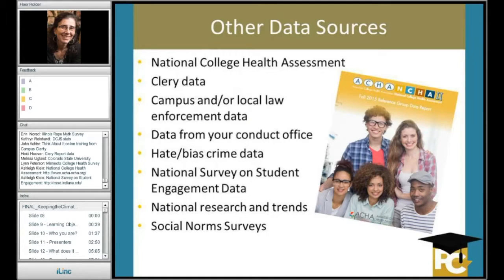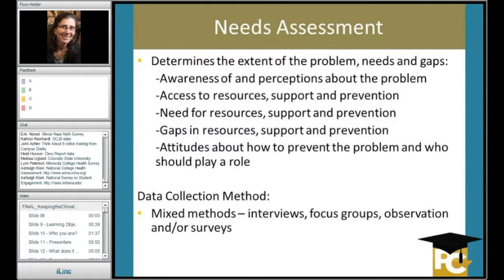I know a few of you are using the Campus Clarity module, Think About It. Some of you are using Haven or Every Choice Matters, and I know they all have data elements as well, so that's great that you're using those data sources. Okay, I wanted to talk about 3 specific other data sources which were not mentioned, and I just want to highlight them.